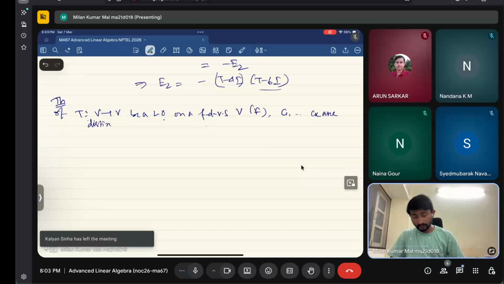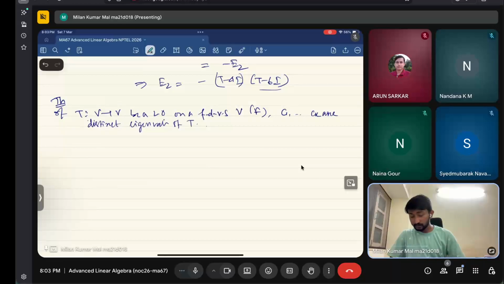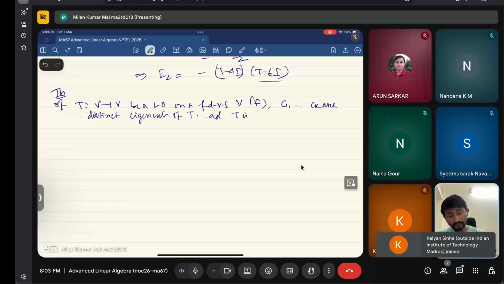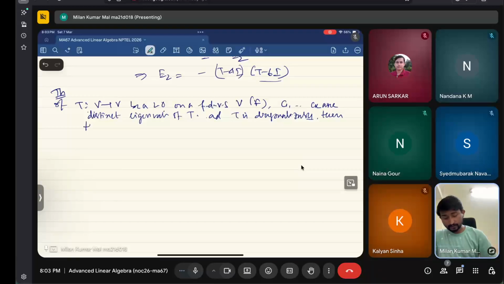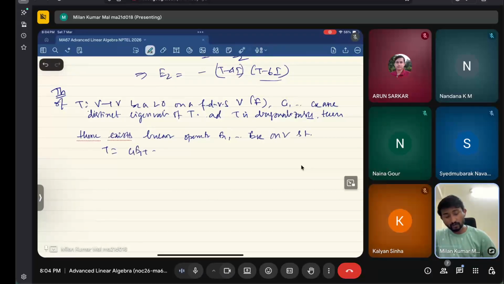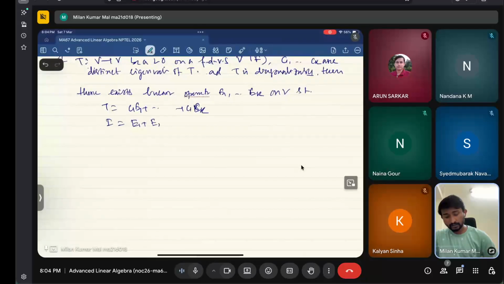and T is diagonalizable, then there exist linear operators E1 all the way to Ek on V such that T is equal to c1E1 plus all the way plus ckEk, and I is equal to E1 plus E2 plus all the way plus Ek, and next is that EiEj is equal to delta ij.